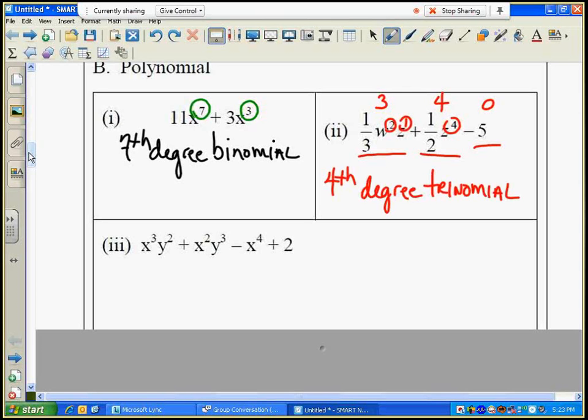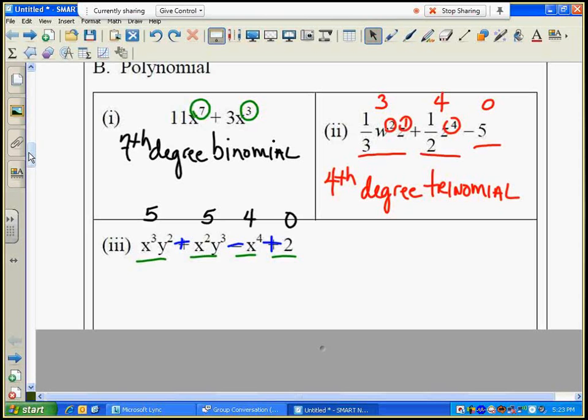Last example. Notice we have a plus here, minus, and a plus. That means we have 1, 2, 3, 4 terms here. Each one of the terms, let's see, the first term has 3 plus 2, it's a degree of 5. The second term, 2 plus 3, that's another degree of 5. The third term has a degree of 4. And the last term has no variable, so it has a degree of 0.